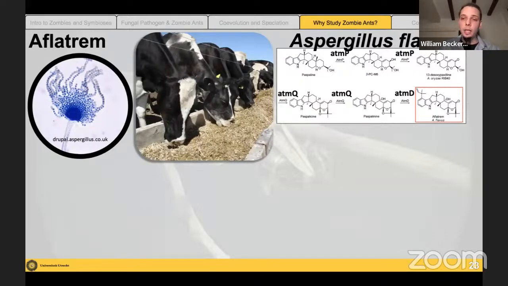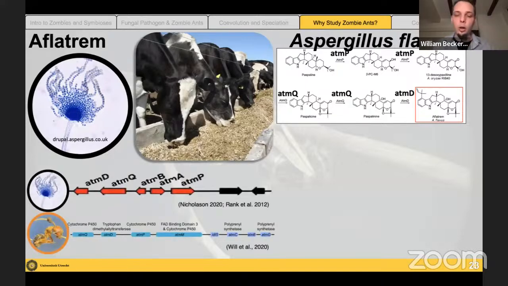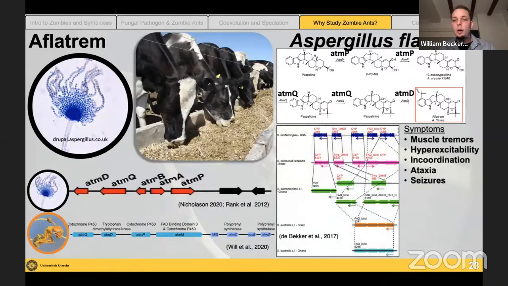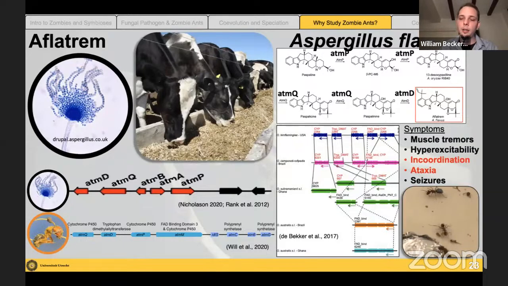And when grain feed that is used for livestock is contaminated with this fungus, you see that the cows that ingest this fungus start to have neurological disorders. And when we compare the genomes of Aspergillus flavus to Ophiocordyceps, we see that the same components in the pathways are preserved in both species of fungi. Now, the symptoms that you see in cows can include muscle tremors, things like seizures and incoordination and trouble with muscle movement, which is exactly how you might define the drunkard's walk that we talked about earlier. So particularly the incoordination and the ataxia, the inability to walk properly, made us curious if these aflatrem compounds may be playing a role in the behavioral manipulation of ants.